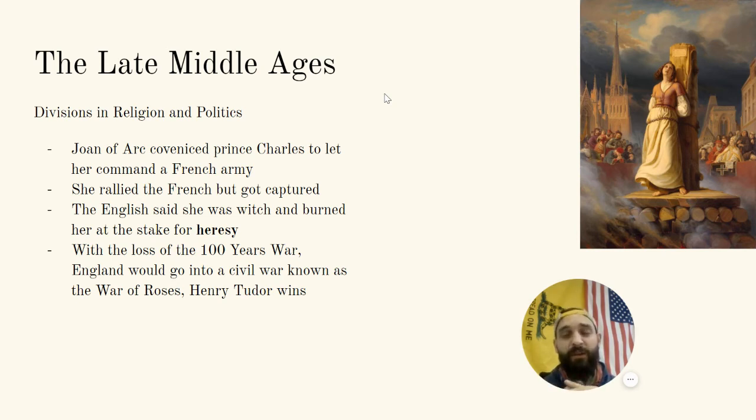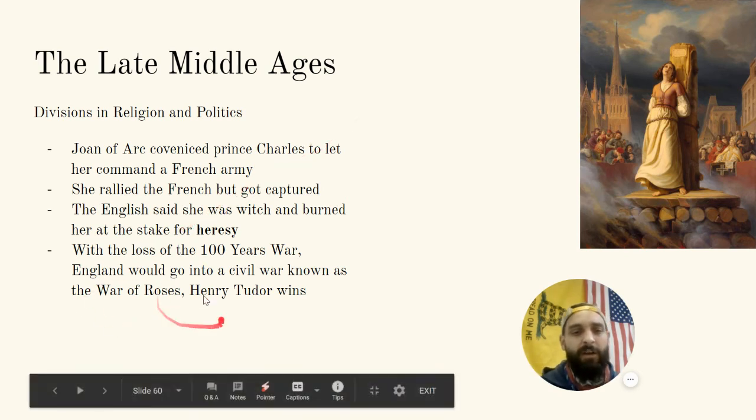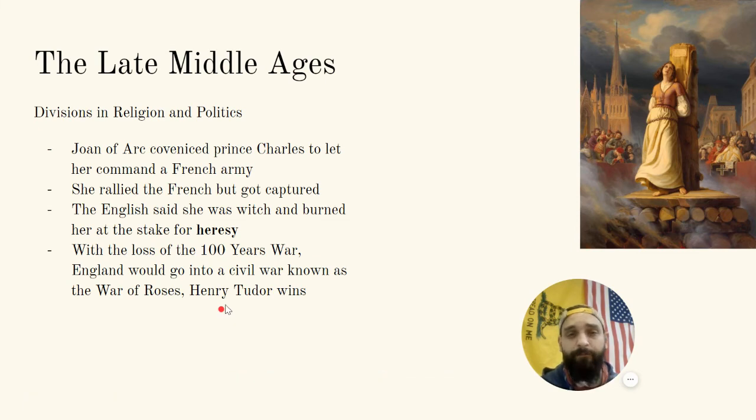But kind of like the same scenario when we had Harold Godwinson and William Duke of Normandy fighting for the English kingship. Same thing will happen here. There's three folks that claim the English throne. This Civil War will be known as the War of the Roses. What you need to know is King Henry, Henry Tudor, ends up winning that.